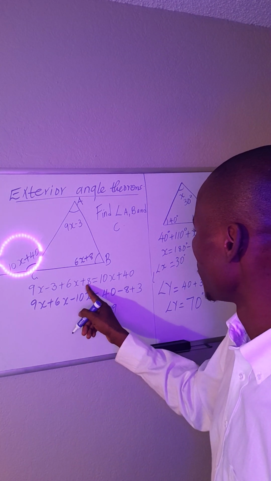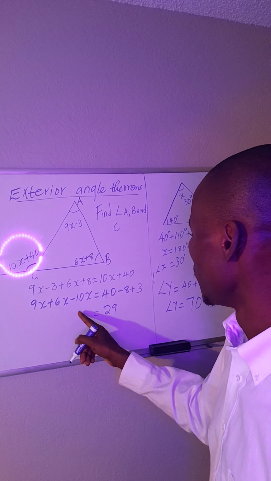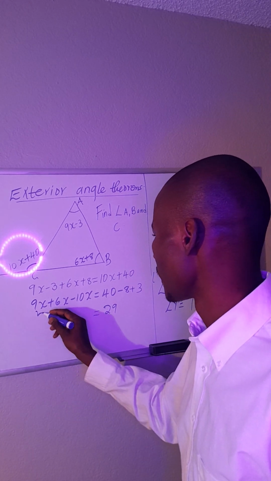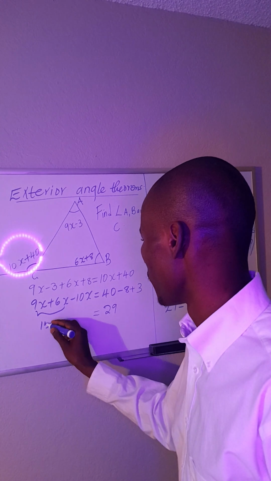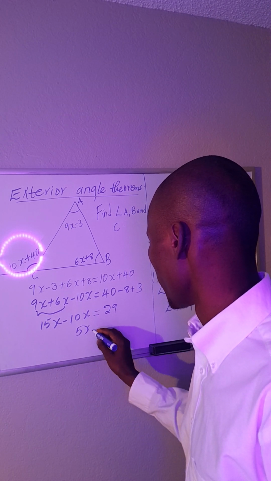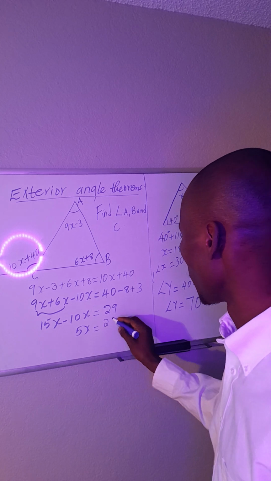This will become negative, this will become positive, correct? When we add first this other side, what are we going to get? This is 15x. Therefore we have 15x, take away 10x. What do we have? 5x is equal to 29.